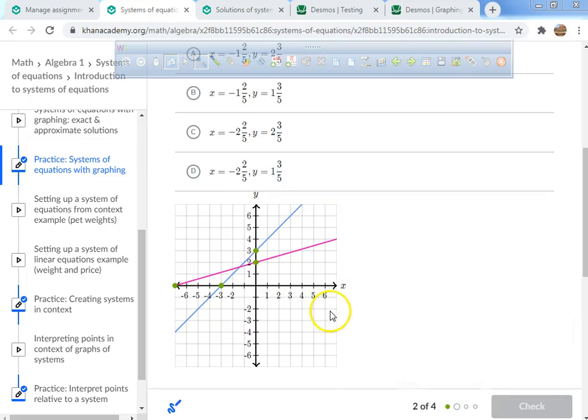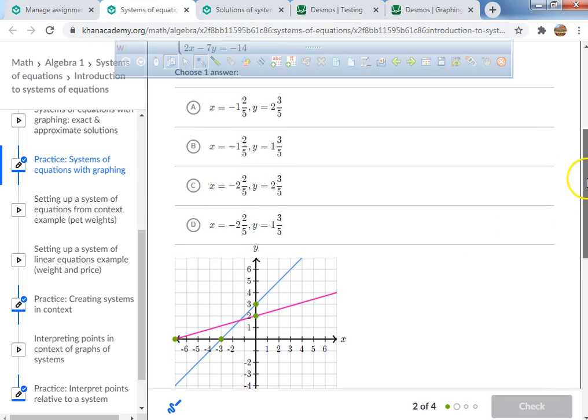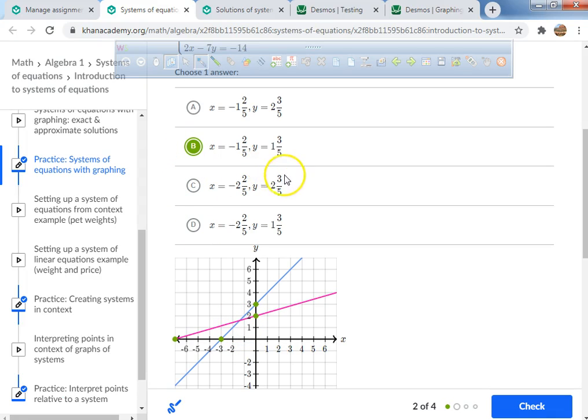All right. Now we got to figure out, where is this point right here? Well, let's check it out. It's definitely between a -1 and a -2, and it's also between a +1 and a +2. So we're looking for a -1. I'm going to choose this one right here: -1 and 2/5, and 1 and 3/5. That's kind of our best estimate right in there. I'm going to say that's our solution.